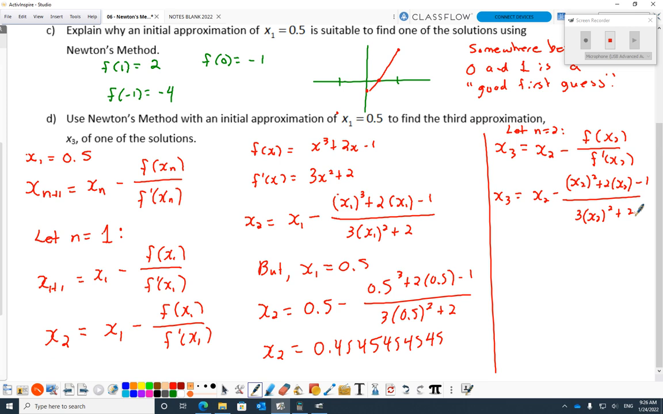With this 0.4545454545, that's what I'm going to have to type in my calculator. Get ready. This is what you should type in. I'm not going to do it. I should type in 0.4545454545, subtract 0.4545454545 squared, plus 2 times 0.4545454545 minus 1 over 3 times 0.4545 squared plus 2. Every time I see that x2, I'm going to have to write 0.45454545. Scary. Question?